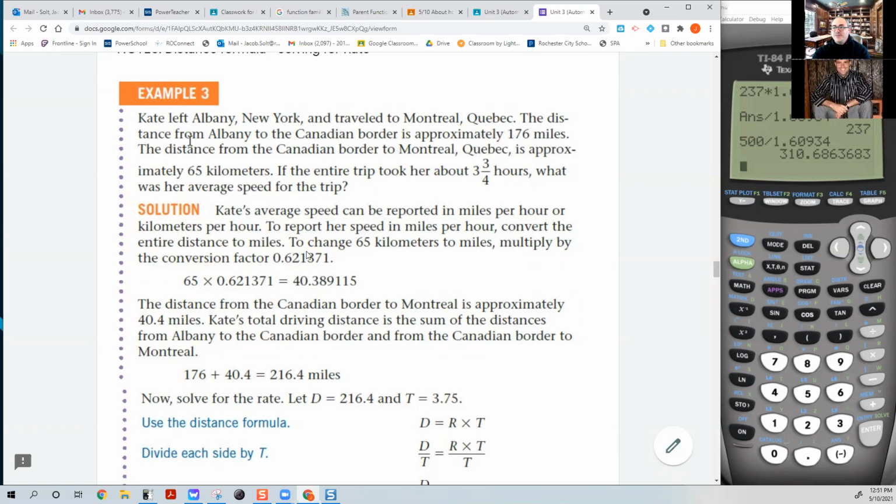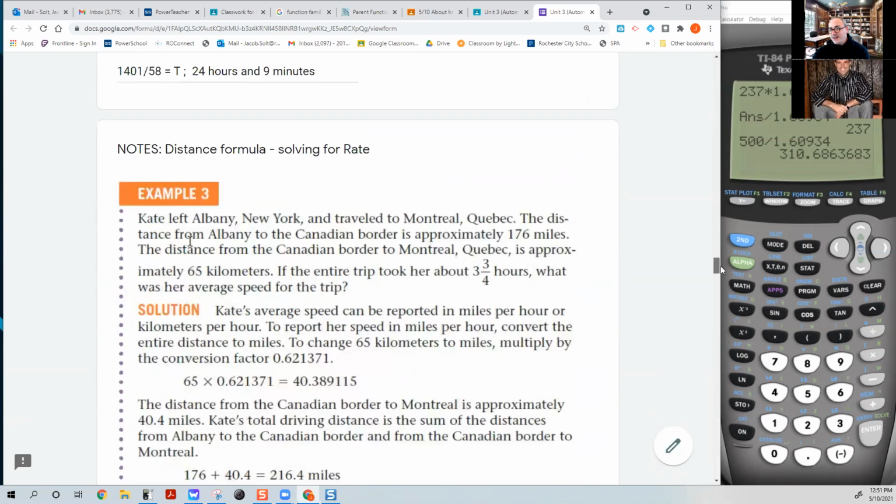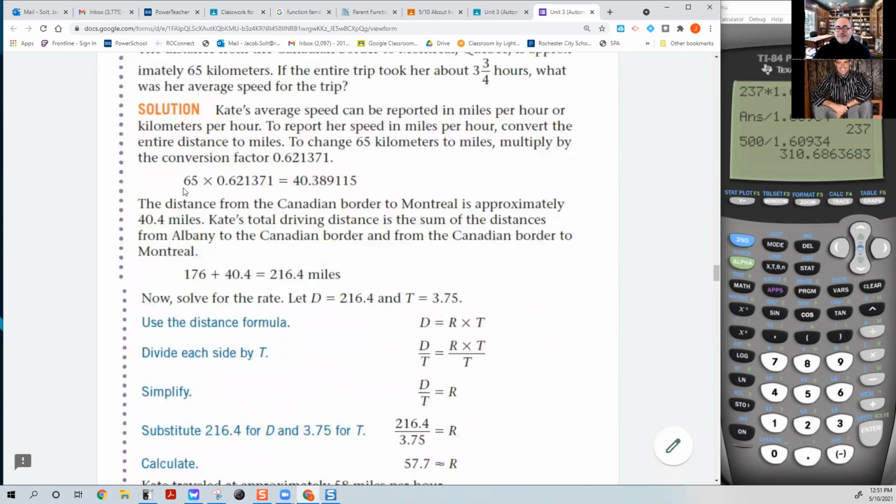So to do that, we're going to multiply it by a conversion factor. They're using this conversion factor right here. It's the same one that I gave you over here, right? I told you that 1 kilometer is equal to that many miles, and then 1 mile is equal to that many kilometers. So in order to make it easier for you both ways. So they took 65, multiplied it by the conversion factor, and they got 40.389115 miles. All right, this is all about conversions. That tells us the distance from the Canadian border to Montreal, Canada is approximately, round to the nearest tenth, 40.4 miles.